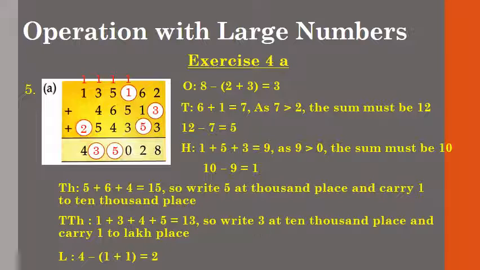Now at lakh place, we will add 1 plus 1, that is 2. So we will subtract 2 from 4, which is the sum, and we get the missing digit as 2. So this way we will do this sum and we will write all the missing digits. I hope you have understood it very well.